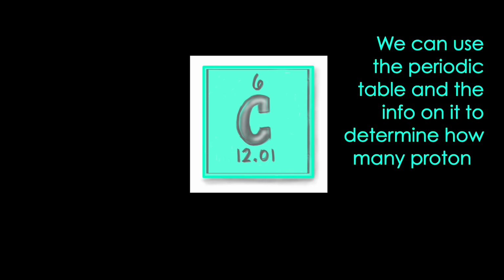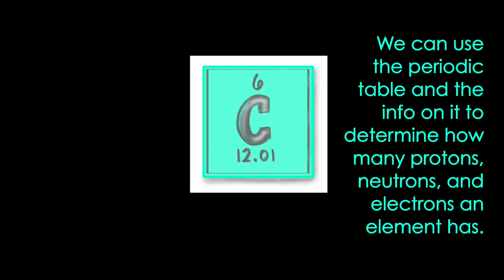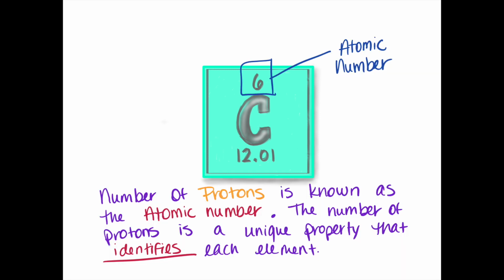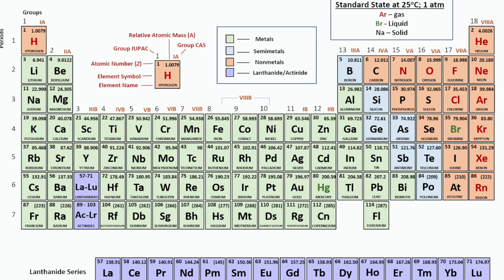We can use the periodic table and the information on it to determine how many protons, neutrons, and electrons an element has. Let's look back at the atomic number. This is used to determine the number of protons an element has. The number of protons is a unique property that identifies each element. If you notice, the periodic table is also arranged by atomic number in increasing order.